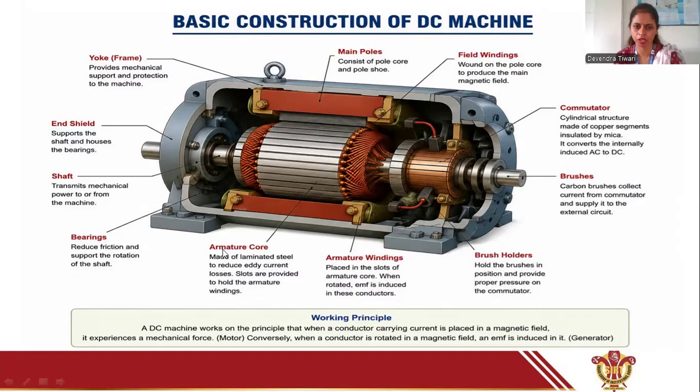This is the armature core, made of laminated steel to reduce eddy current loss. There are two types of loss in a machine: eddy current loss and hysteresis loss, and lamination is generally used to minimize that kind of loss. This is the bearing. Bearing generally reduces friction and supports the rotating shaft. And this is the shaft, and this is called the end shield.